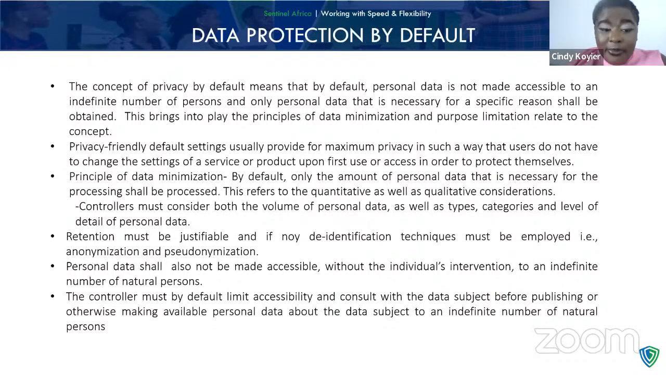So at the core of privacy by default, personal data should not be made accessible to an indefinite number of people without the individual's intervention. They should also be aware that this information is being made available to so-and-so. And then data controllers as well as processors must by default limit accessibility before publishing or making available any personal data within the possession of the particular controller and the processor as well.